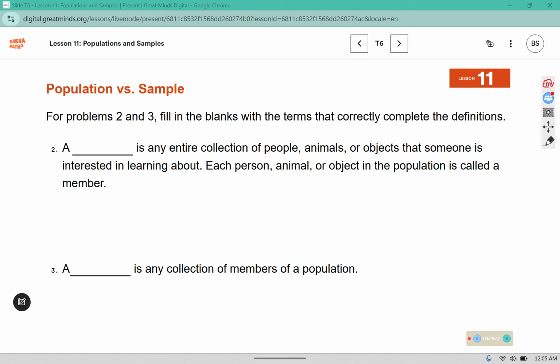For problems 2 and 3, fill in the blanks with the terms that correctly complete the definition. A blank is an entire collection of people, animals, or objects that someone is interested in learning about. Each person, animal, or object in the population is called a member. When you use the entire collection, you are using a population.